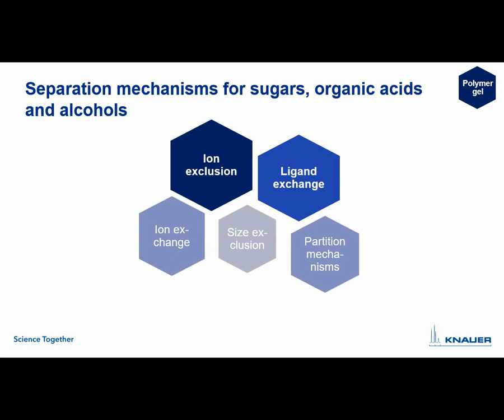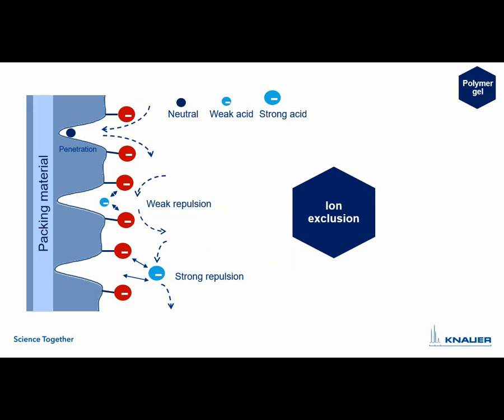The two mainly occurring are ion exclusion and ligand exchange, and this is why I want to explain shortly what happens here inside the column. So we're talking about ion exclusion when you have something like charged groups on your packing material. This is a schematic drawing of packing material with pores. Also in a polymer gel, it is the same as in a silica gel. You have a packing material that is porous. And in the pores and on the surface are these little charged groups here. In this example, it's a negative charged group.